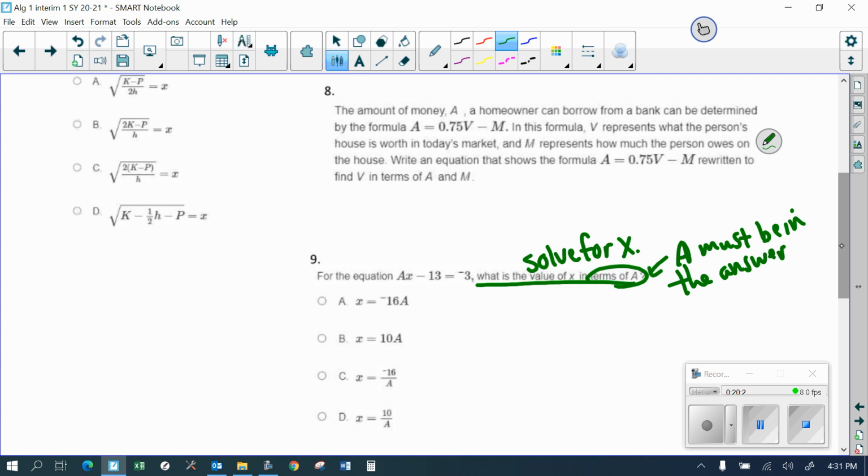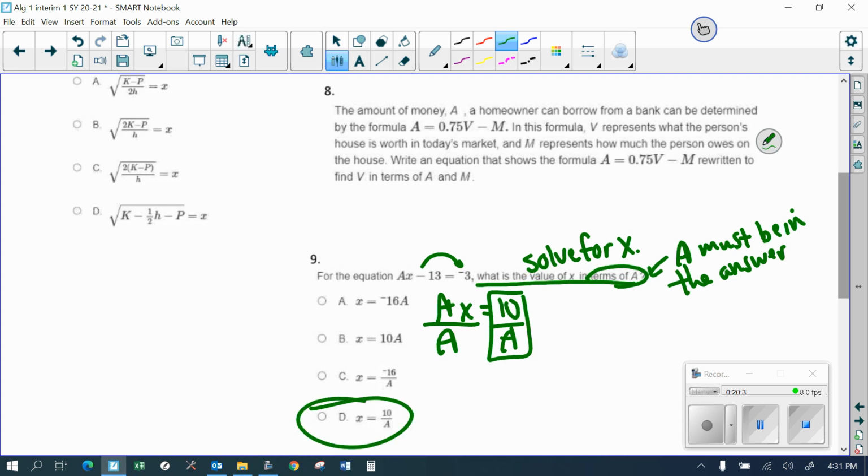So we're just solving for x. Add the 13 across, you get ax equals 13 minus 3, which is 10. Last step, divide by a. So it's 10 over a. That's more of an Algebra 1 level one right there. Simple enough. The other one was tougher.